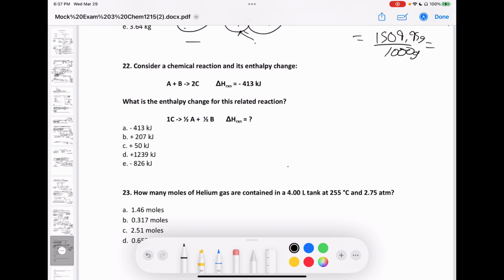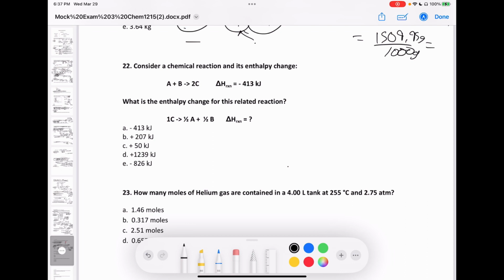Consider the chemical reaction and its enthalpy change. What is the enthalpy change of the related reaction? So this is kind of, I guess, like one of the Hess's law things that we did earlier when we flipped the reactions or doubled them, but just much simpler. It just wants to know what happens to the delta H reaction whenever you just change one thing. We're not adding anything up.